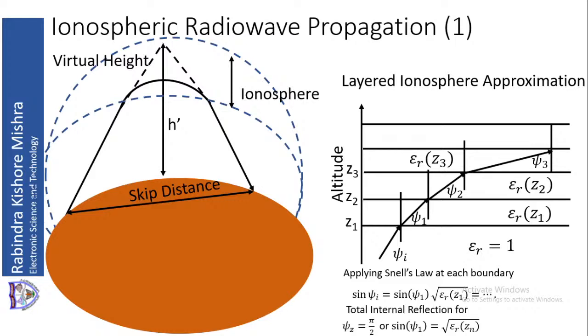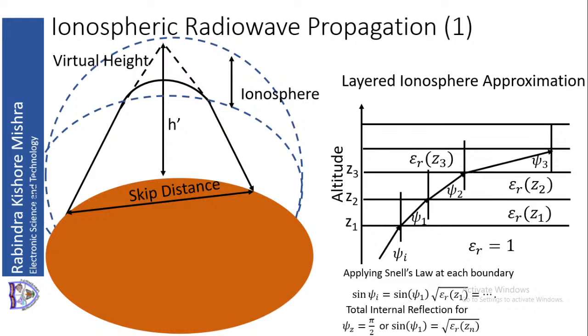Then from the first layer to the second layer, density is less, so again it will bend away from the normal. That will continue till a layer is reached where it reaches the critical frequency, or where total internal reflection occurs. So from that point it will bend downward. It will come down gradually.